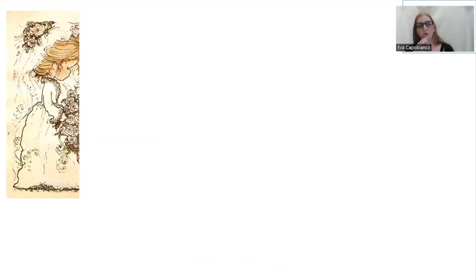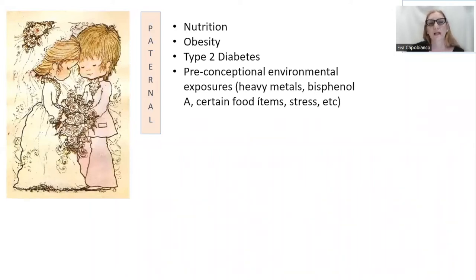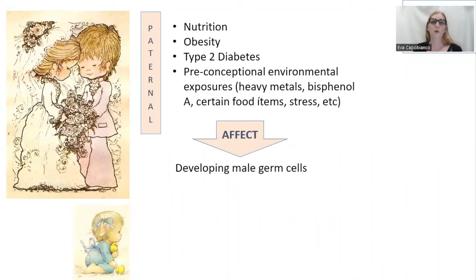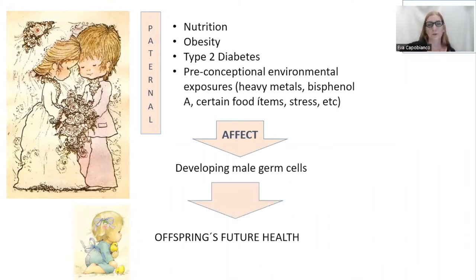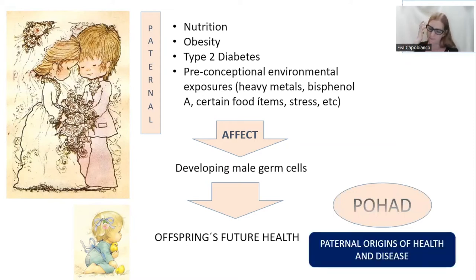Although most studies have concentrated on maternal environment, in the last decade it has become evident that paternal nutrition, obesity, type 2 diabetes, and preconceptional environmental exposures also affect the developing male germ cells, conditioning the offspring's future health. In this way, the Bohat paradigm was introduced to stress the need for more research on the role of the father in the transmission of alterations to their offspring.